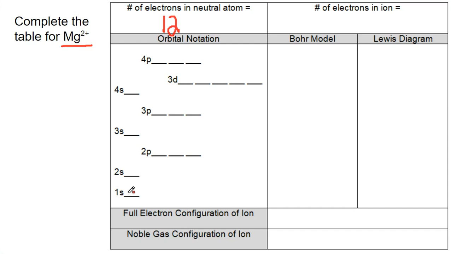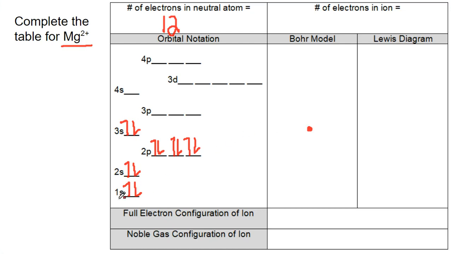So I'll go ahead and place my 12 electrons. 1, 2, 3, 4, 5, 6, 7, 8, 9, 10, 11, 12. Okay. Now to draw the Bohr model for magnesium. Again, this is for neutral magnesium, and then we'll modify it.